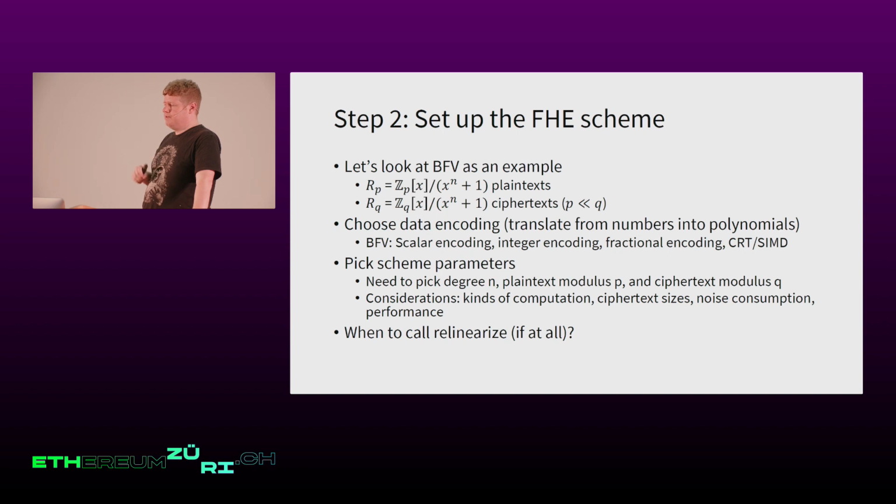So choosing a larger value of the polynomial degree means you can do more computation because you have a larger noise budget, but it also increases the size of ciphertext and reduces the computation throughput. Finally, BFE has this relinearization operation that after multiply, ciphertext grow in size, relinearization knocks them back down. So the question is, when do you put these into your computation?